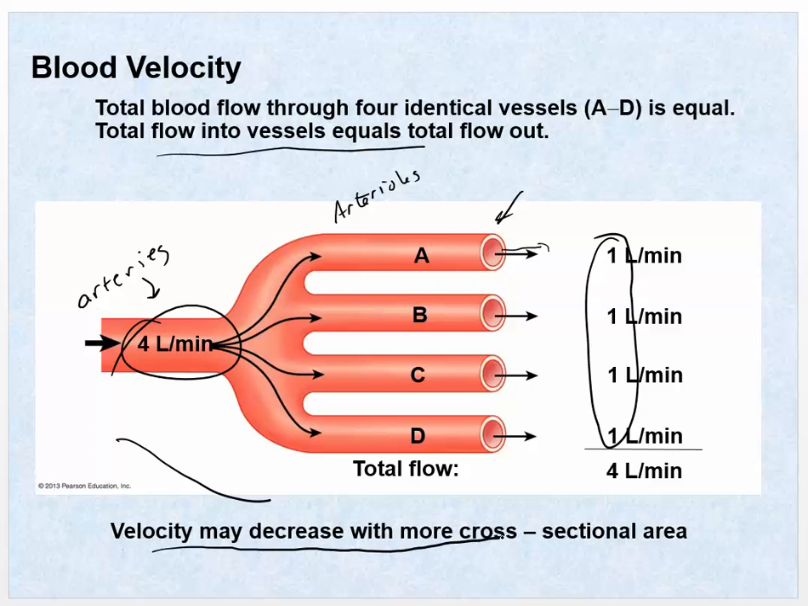Now, we talked about how pressure simply falls as it moves through. Velocity decreases with more cross-sectional area. The more cross-sectional area, and that's what this is. If these were capillaries, we would have many, many more of these, and so that's a lot more cross-sectional area. So that means that velocity is going to slow.